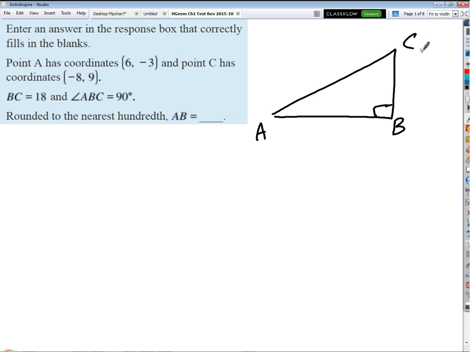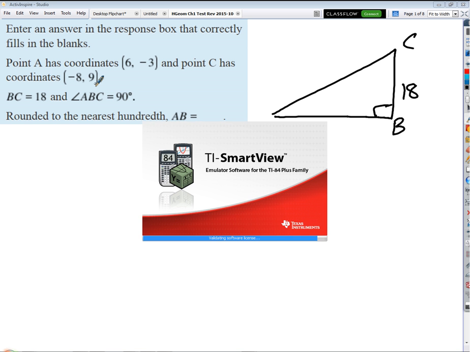Now let's just plug in the stuff that we know. So we know BC is 18. We know that if point A has coordinates 6, -3, and C has coordinates -8, 9, can't I use the Pythagorean distance formula to find that distance pretty easily? Right? So let's do that.